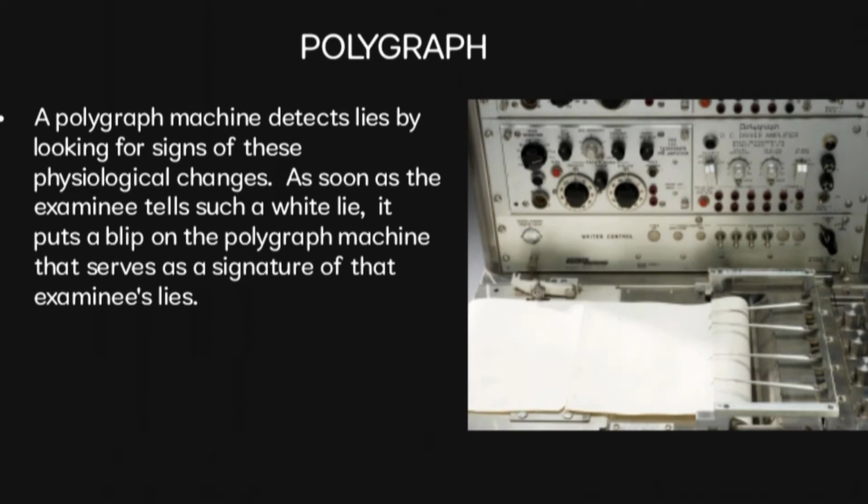Also, the polygraph machine detects lies by looking for signs of these physiological changes. As soon as the examinee tells a lie, such as a white lie, it puts a blip on the polygraph machine that serves as a signature of the examinee's lies. But always remember that polygraph testing is not really 100% accurate in testing lies, but it is better than the average person's ability to spot lies. So, you can see it on the side, right? These pins record on the polygraph chart while the polygraph examiner asks the subject questions.